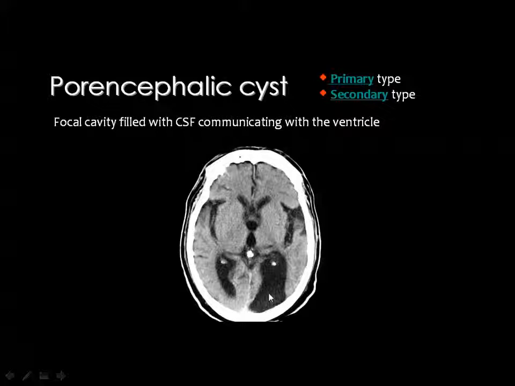And this encephalomalacia will result in dilatation of the ipsilateral ventricle because of the loss of volume of the dead brain tissue. Then the ventricle may communicate with the area of encephalomalacia, and you get what is known as porencephalic cyst.